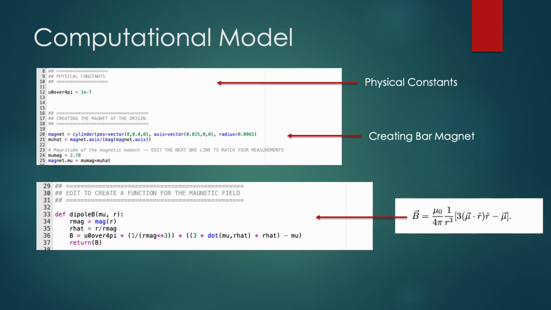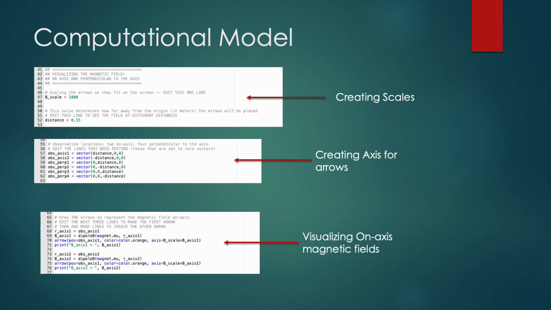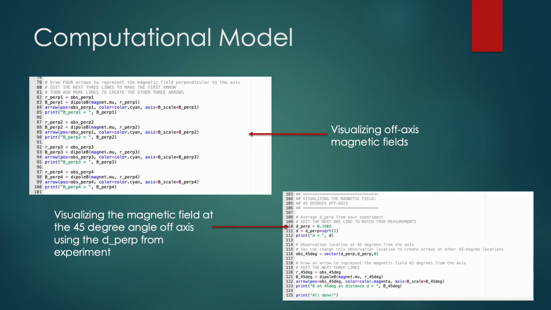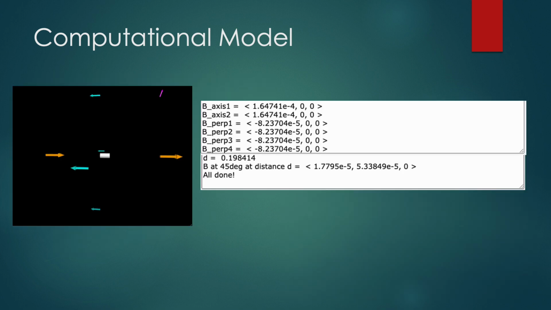Now for my computational model, I started with the physical constants and creating the bar magnet, and then defining the function of a magnetic field. I then went on to creating scales for the arrows, creating the axes for each arrow, and then visualizing my on-axis magnetic fields that I calculated earlier. Next, I visualized my off-axis magnetic fields, which is seen in the code to the left, and finally I visualized the magnetic field at the 45-degree angle off-axis using the d perpendicular from the experiment. And then you can see the visual that my computational model created, which shows all the on-axis and the off-axis perpendicular vectors, as well as my final answer.